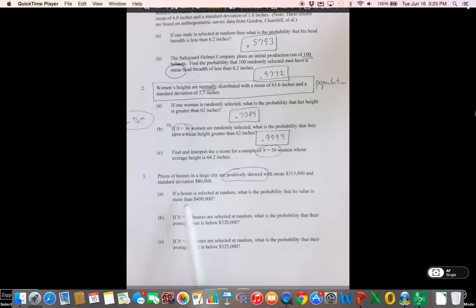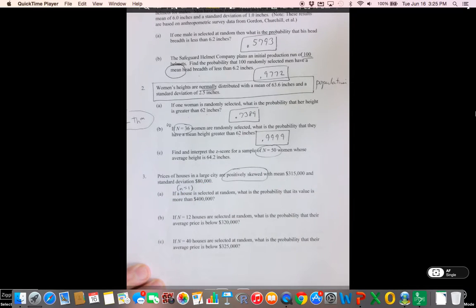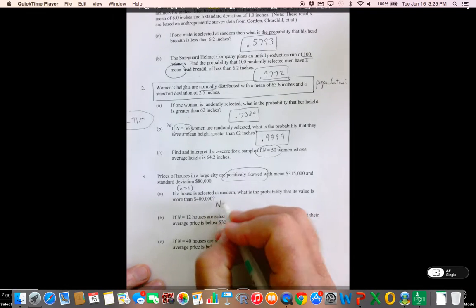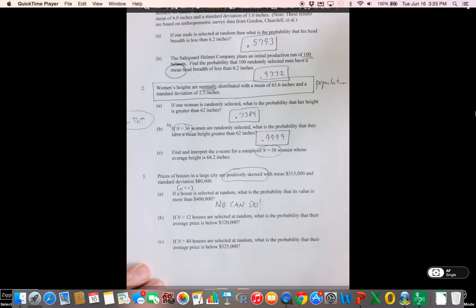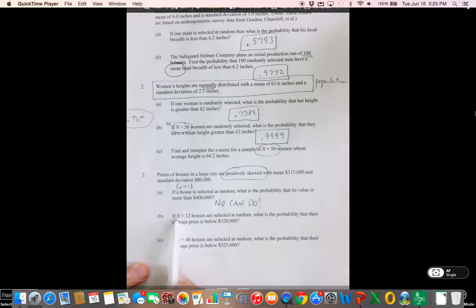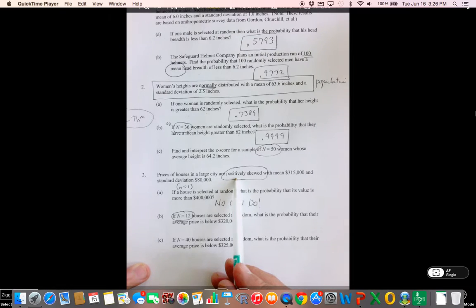So when we come down here, we say if a house, guys, a house is n equal 1, what is the probability its value is more than 400,000? Guys, we can't do this. Sample size has to be 30 or bigger. Same thing here, if n equal 12 houses. That looks more like the problem that we've been doing, but still, because we have a positively skewed distribution, n equal 12 still isn't big enough.